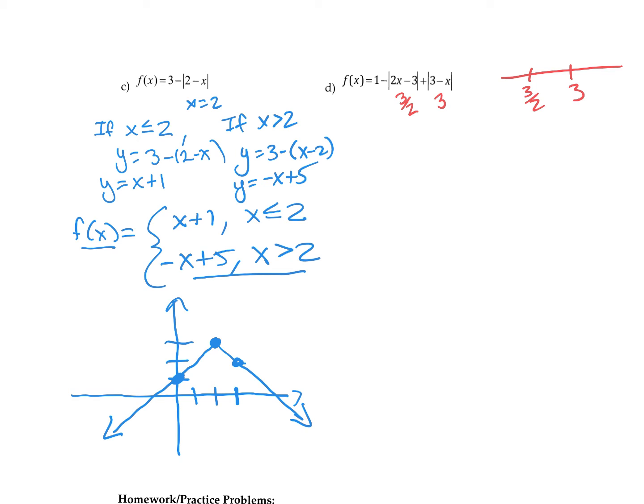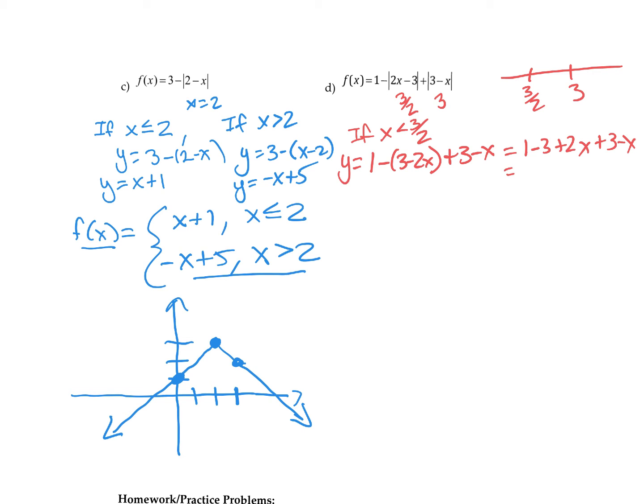So let's start with the first piece, which would be if x is less than 3/2. So if x is less than 3/2, I've got y equals 2x minus 3 will be negative. So I'm going to multiply that by negative 1. So 1 minus 3 minus 2x. And then the 3 minus x, when I put in values less than 3/2, that actually is going to be positive. So I'm just going to keep it as is. So this piece ends up being y equals 1 minus 3 plus 2x plus 3 minus x.